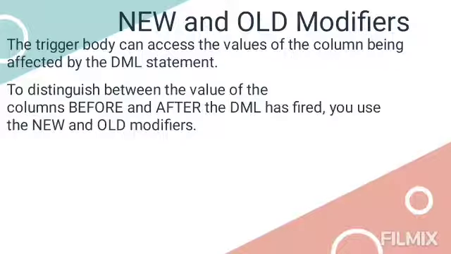For example, if you update the column description in the trigger body, you can access the values of description before the update. Then we use old.description, and the new value is accessed by using new.description.